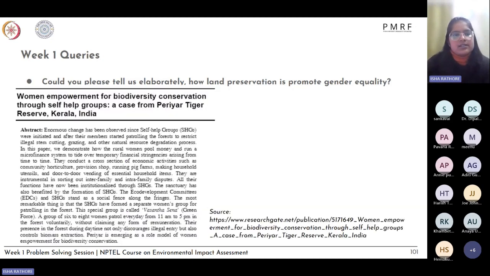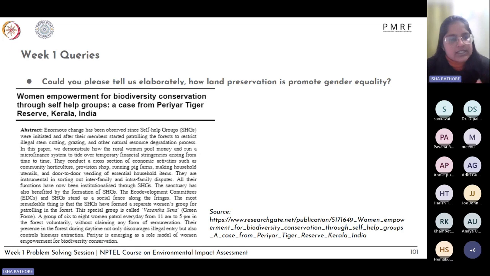An example of this is through this research paper where the women empowerment for biodiversity conservation happened through self-help groups. So this is in the case of Periyar Tiger Reserve, which is in Kerala, India. So you have self-help groups which are formulated by women of different families, and they have a special group which is called Vasthana Sena or the Green Force. It comprises a group of 6 to 8 women which patrol every day from 11 a.m. to 5 p.m. in the forest, voluntarily without claiming any form of remuneration.